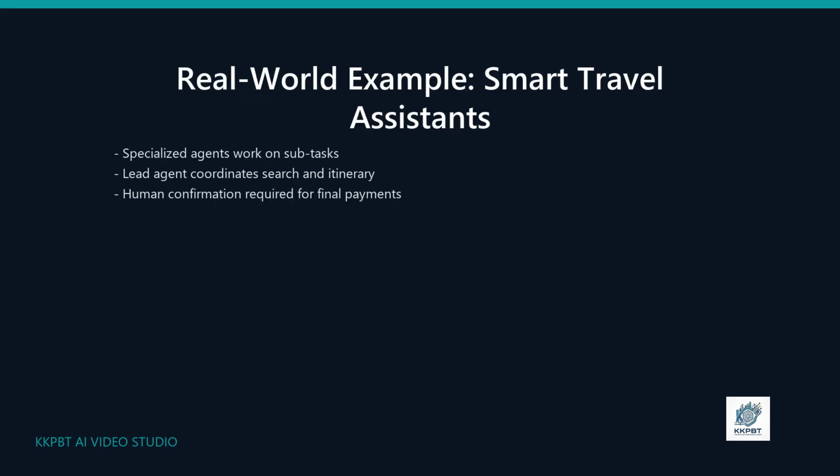Look at modern travel platforms like Expedia. They explore multi-agent systems where dedicated AI agents handle different jobs. One agent searches live flight data, another checks hotel room availability, and a main coordinator ties it all together. But here is an important safety detail: while the AI handles all the heavy searching and organizing, safety guardrails ensure you approve the final booking and payment yourself.